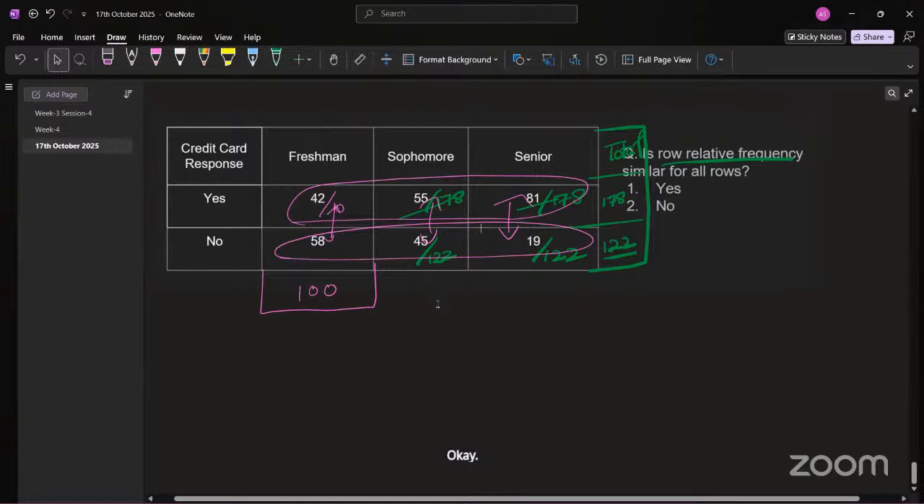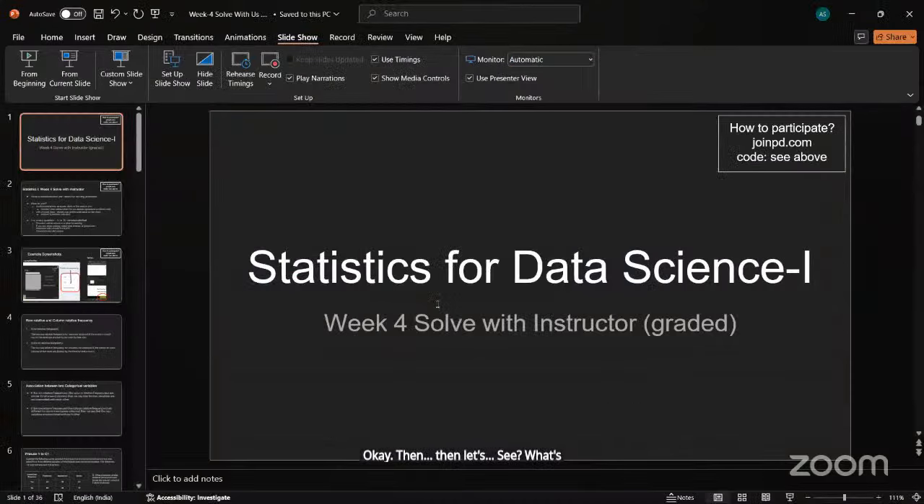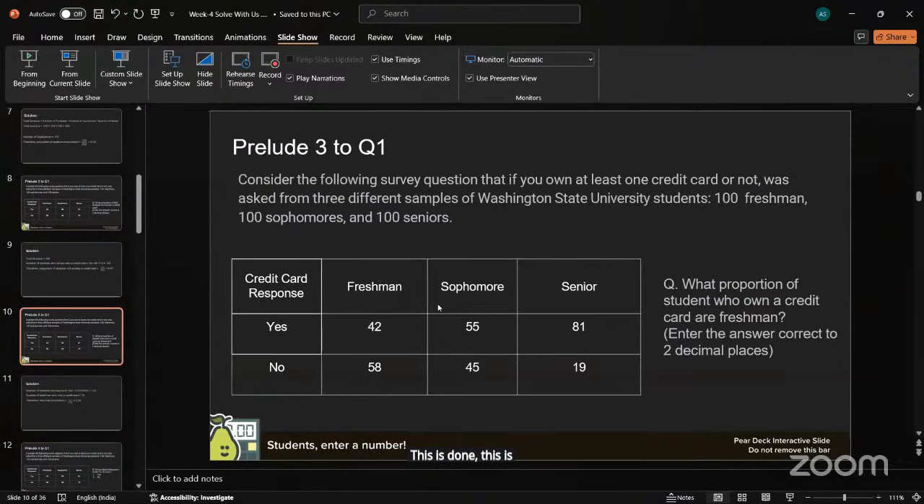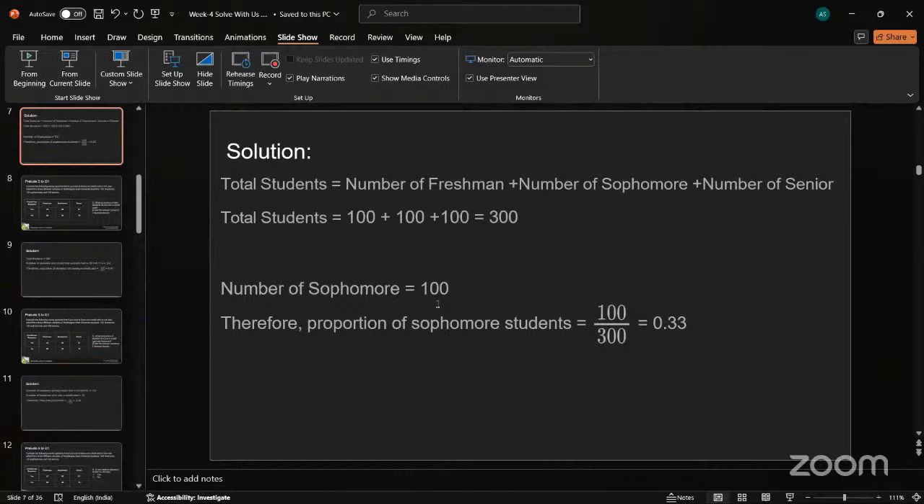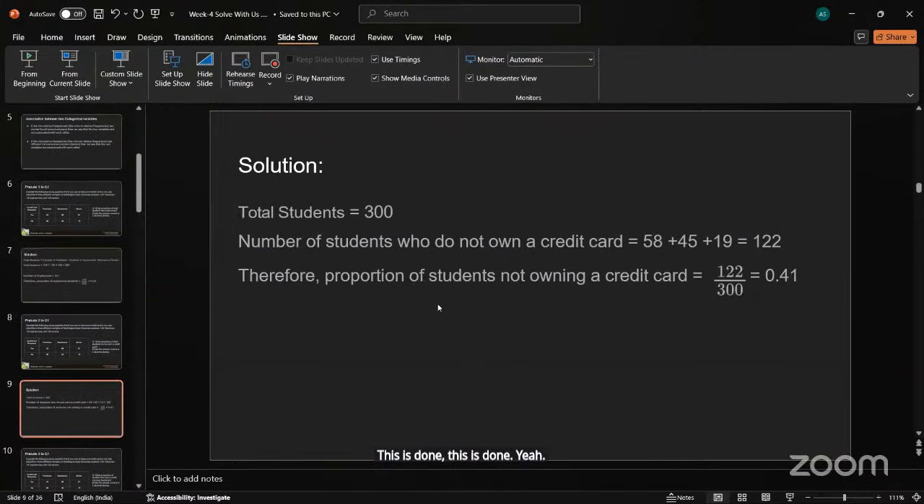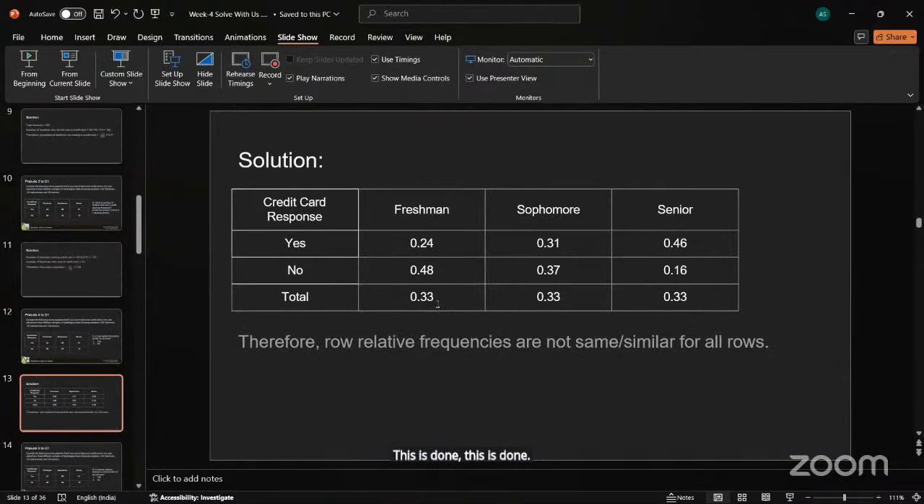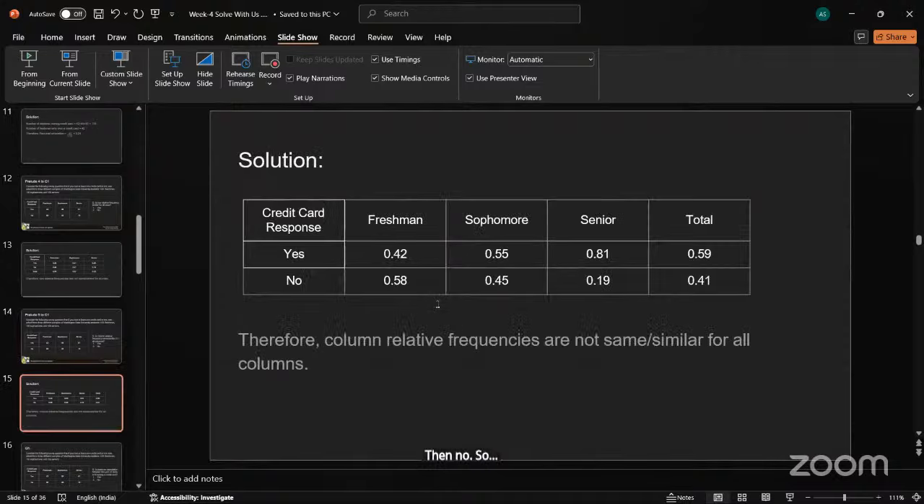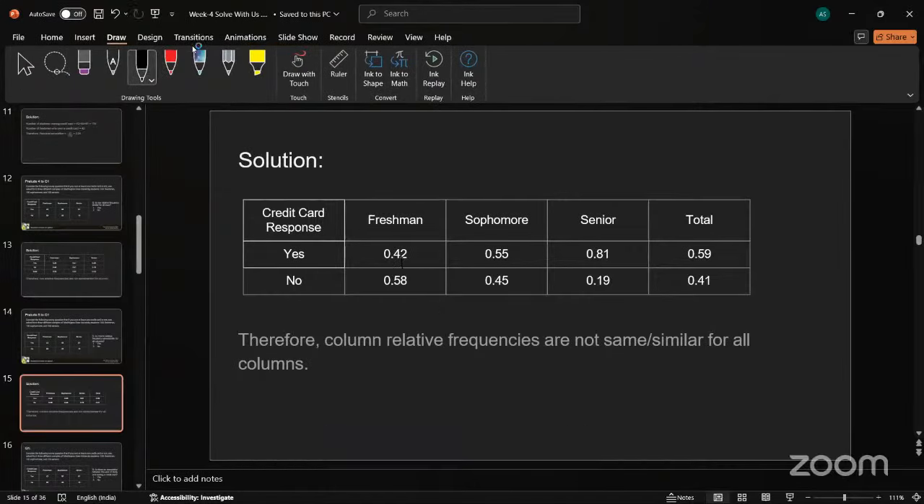Okay, let's see what the next question is. Is this done? So as you can see, these are the frequencies: 0.42, 0.45, 0.55. Yes, sir, all are different. So these are different. Let's go ahead now.